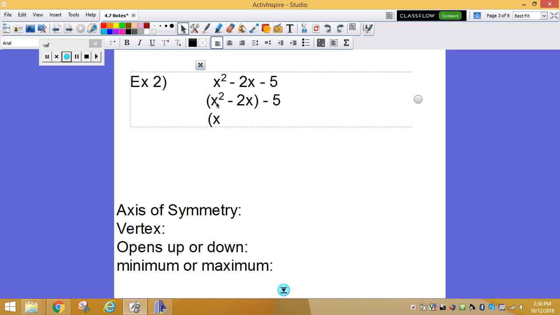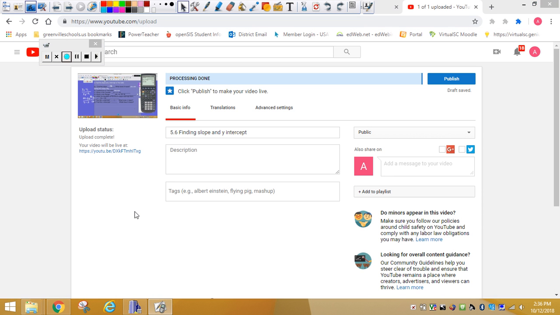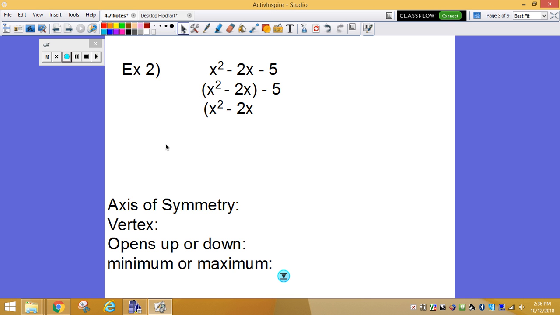So remember, we do leave this down to find the number that we're going to add and subtract on the inside and the outside. We're going to take 2, my middle number, divide it by 2. Well, actually, it's -2 divided by 2 is -1. And then we're going to square it, and -1 squared is 1.